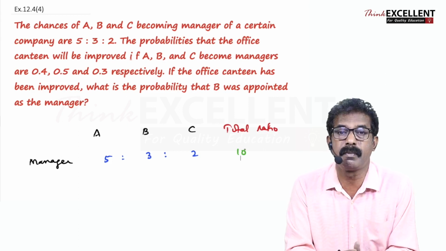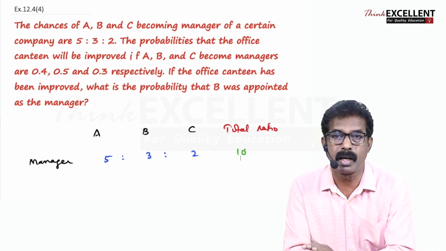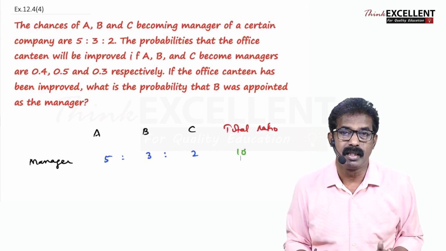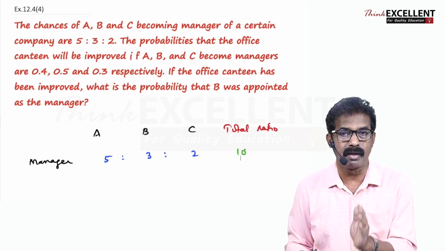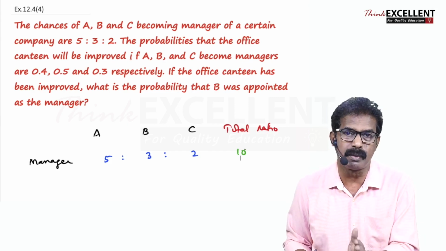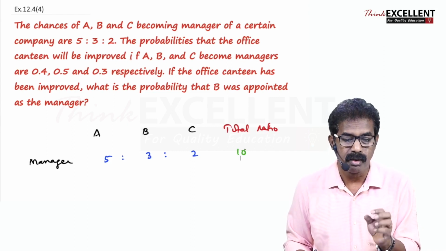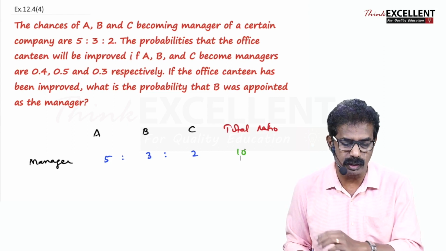Probability that B become a manager is 3 by 10. Probability that C become a manager is 2 by 10. The chances are not equal. If the chances are equal for every person, it should be 1 by 3, 1 by 3, 1 by 3, right? But here, the chances are 5:3:2. So you have to take in this way.